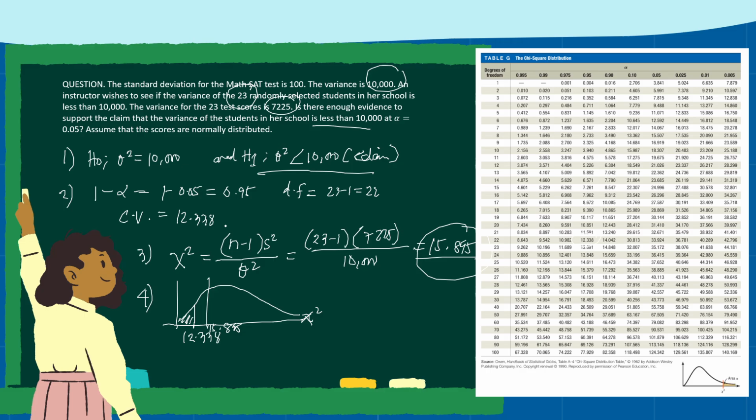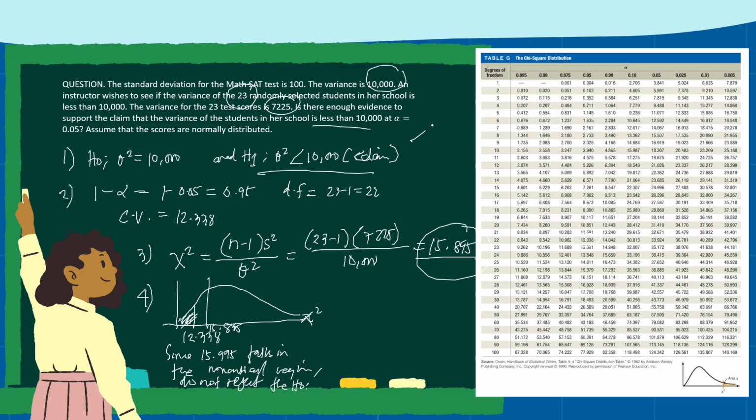So what is our decision? Since 15.985 falls in the non-critical region, the decision is do not reject the null hypothesis. So do not reject the null hypothesis. It does not fall in the critical region.